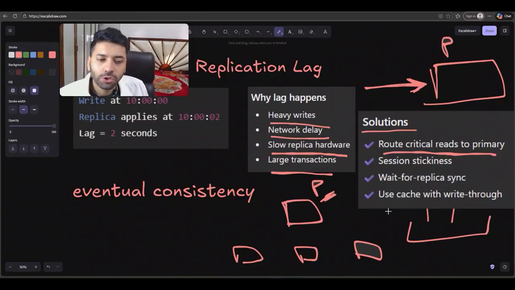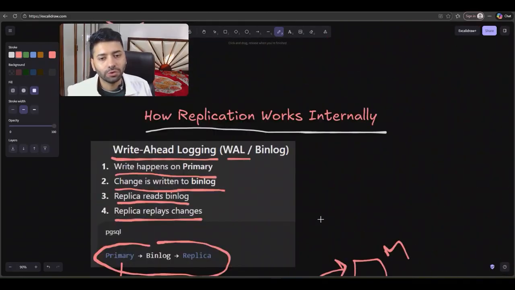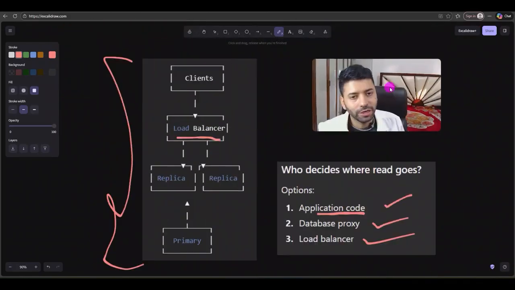And then there is one more solution. You can use the cache with write through, but let's first discuss routing the critical reads to the primary. How can we do that? Okay, when we discussed how we will decide the machine through which you will do the read operation, correct? Here we said that we have three options.